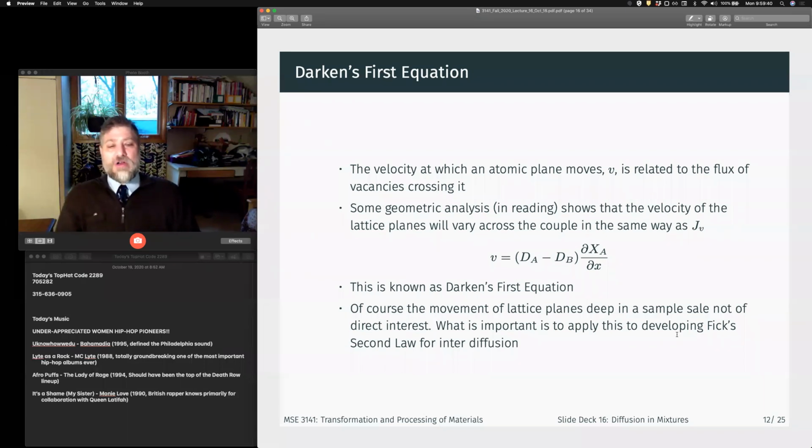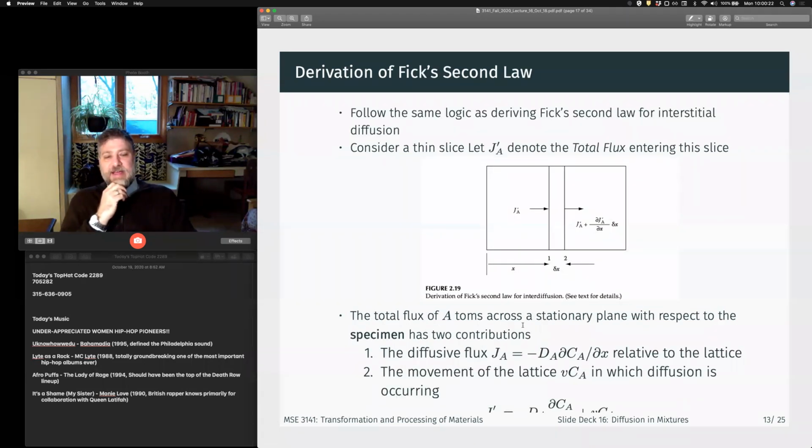Of course, if we're thinking about material processing, the movement of individual lattice planes deep in the sample is not really of direct interest. What is important is to be able to apply this to develop our laws for interdiffusion. I want to know how fast A is going to homogenize, or my diffusion couple is going to homogenize, how fast A is going to penetrate into B. I don't actually care about how fast my lattice is moving, right? But this is just an important step in getting that contribution.